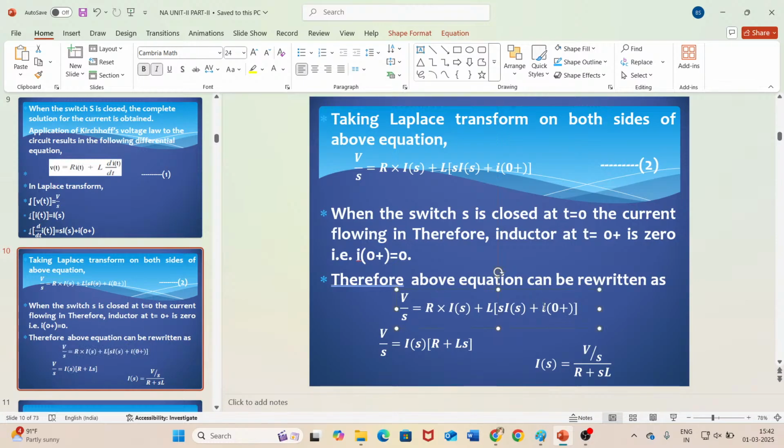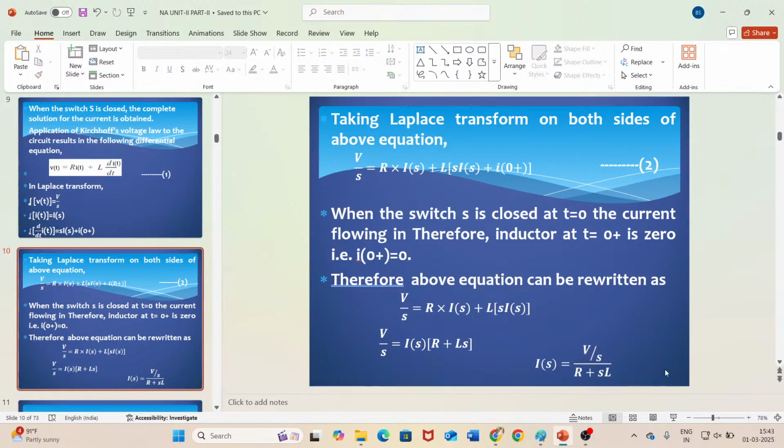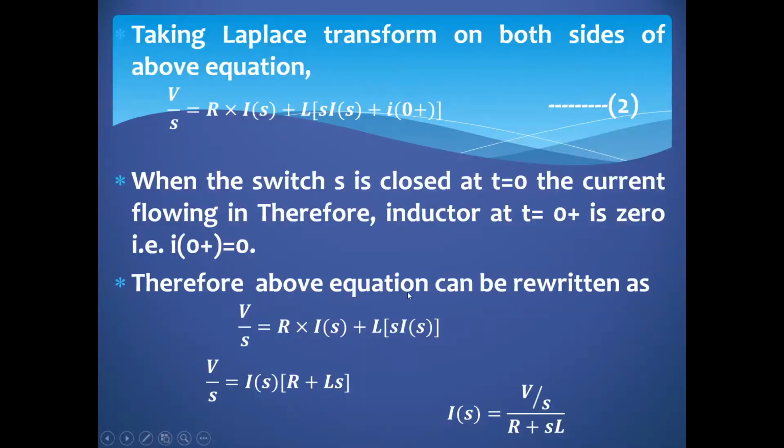So when the inductor acts as an open circuit, what will happen? The initial current becomes 0. So here instead of this, I can write 0. If this is 0, what is left over? R into I of S plus L into S I of S plus 0, which is just L into S I of S. Taking I of S common, you will get I of S into R plus LS. So I of S is equal to V by S divided by R plus SL, or LS. Both are the same.